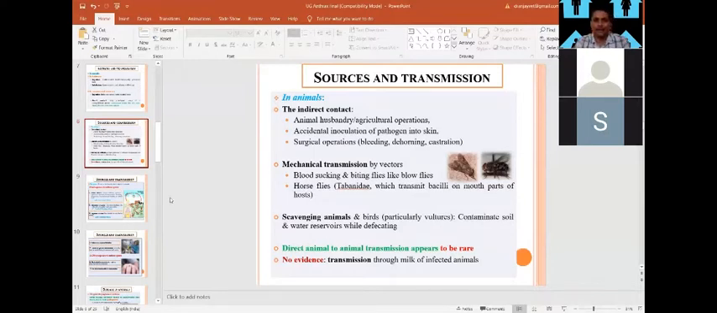In animals it is also transmitted by indirect contact during agricultural or animal husbandry operations, like feeding, watering, etc. Accidental inoculation of the pathogen into the skin, and surgical operations like dehorning, castration, etc. Mechanical transmission may occur by vectors, that is, blood-sucking or biting flies like blowflies and horseflies. Scavenging animals and birds may contribute to contamination of the soils as well as water bodies. Direct animal to animal transmission rarely occurs. There is no evidence of its transmission through milk.